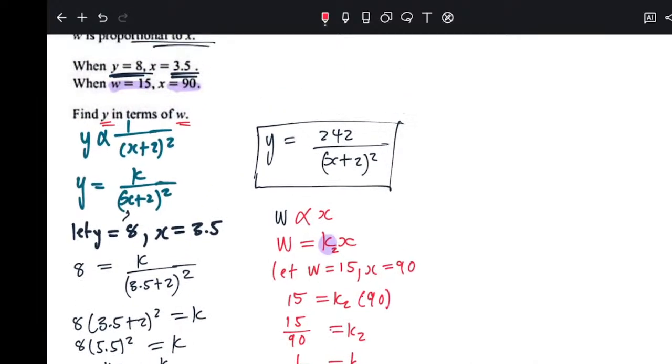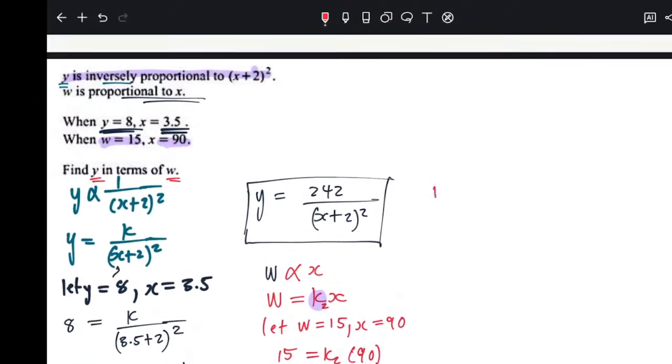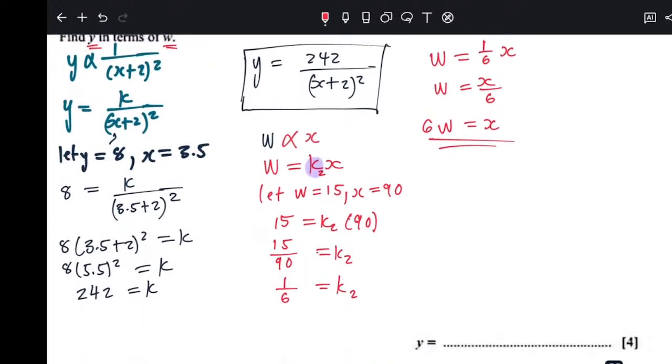So now you can write and say W is equal to, instead of k2, you now say 1 over 6 times x, which means W is equal to x over 6, okay? Because it just multiplies the top. It's a whole number, so it just multiplies the top, which is 1. It becomes x over 6. You take 6 to the other side, you now have 6W is equal to x. So now we have 6W being equal to x. We just come and we put it here.